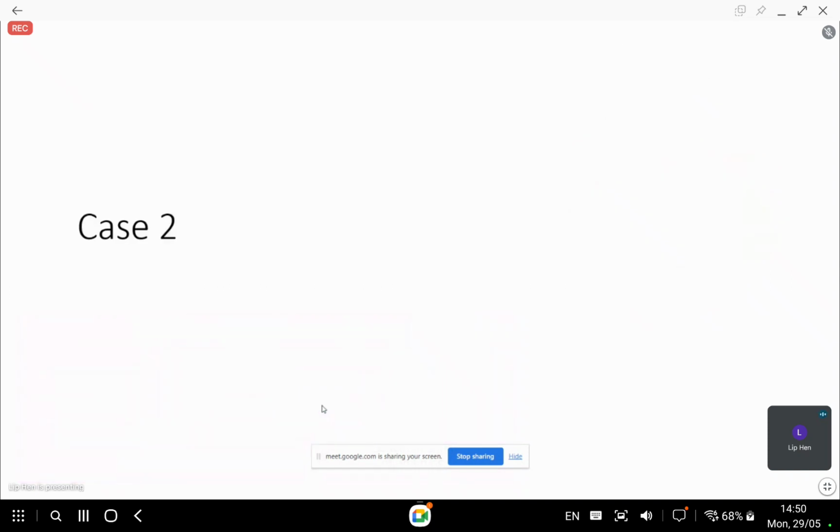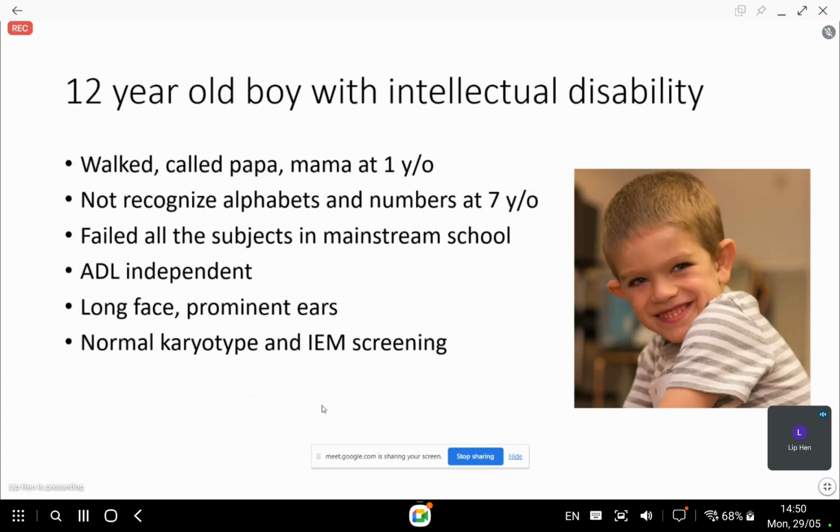All right, this is the second case. It's a 12-year-old boy with intellectual disability. He had fairly normal milestones initially, but he failed all the subjects when he entered school. Otherwise, he's ADL independent. He has some subtle dysmorphism, a long face and prominent ears. Investigations done included karyotype and IM screening, which all came back normal. So the pediatrician suspected Fragile X syndrome.